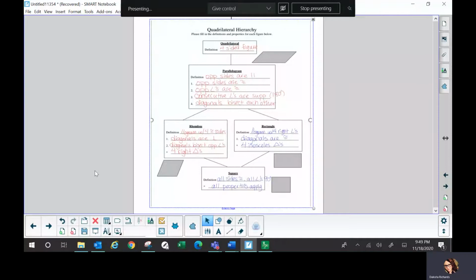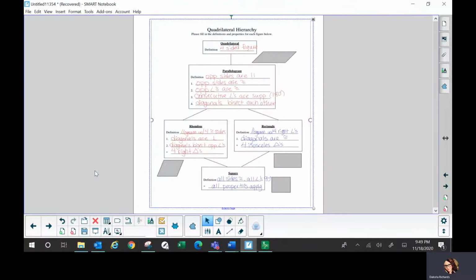So for a parallelogram, opposite sides are parallel, opposite sides are congruent, opposite angles are congruent, consecutive angles are supplementary, that means they add up to 180, diagonals bisect each other. All of those properties are true for the next three figures that we are going to talk about. We talked about rhombus, rectangle, and square.